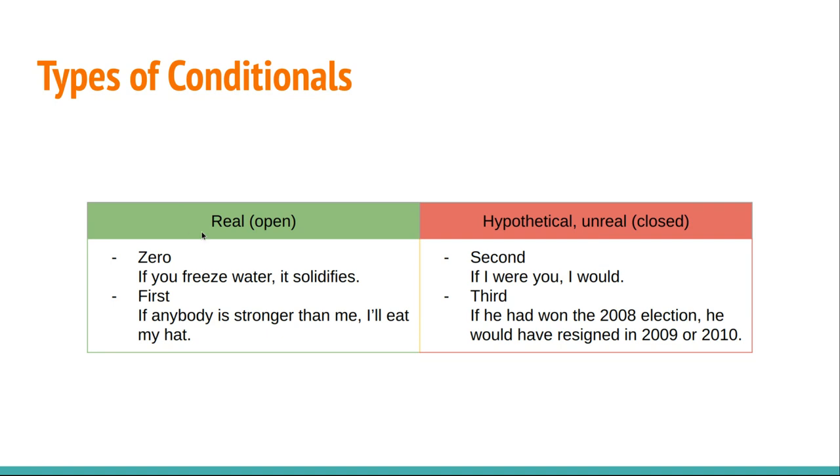Now, within the real ones, we have two conditionals, which are the zero and the first. In the hypothetical case, we have the second and the third conditional. You will see as soon as we reach the discussion of the second conditional that we have a special type of verb here. All right.